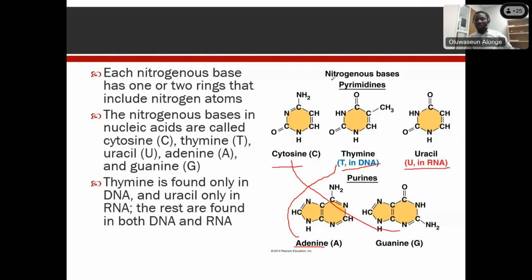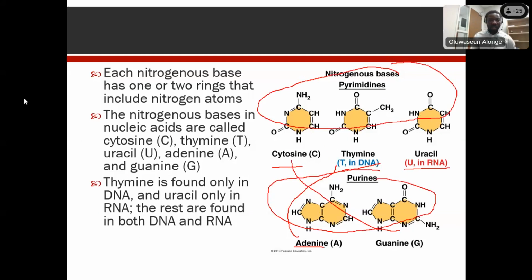All right. So these three, we call them pyrimidines, and these are purines. So when you pair them, A pairs with T, and G pairs with C. DNA is double-stranded. But anywhere you see T in RNA, you replace it with U, because RNA only likes U.